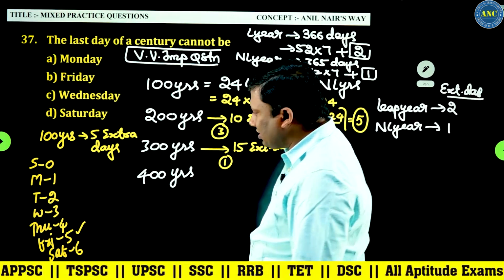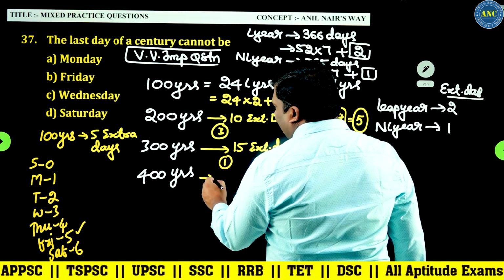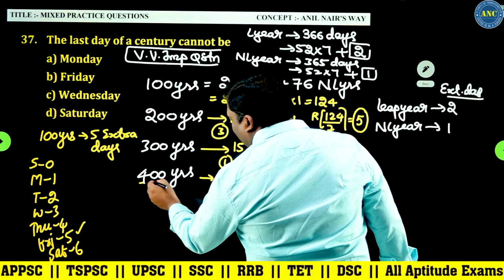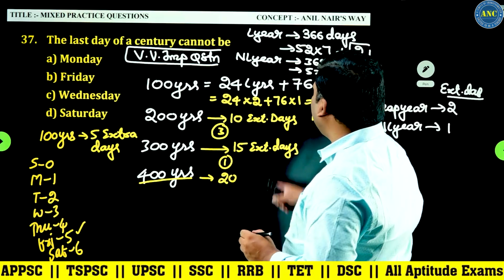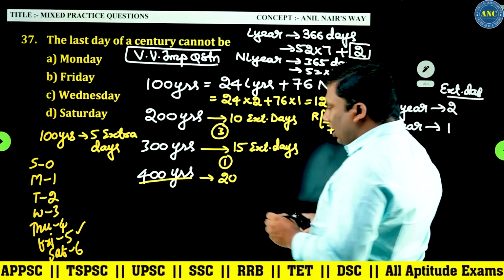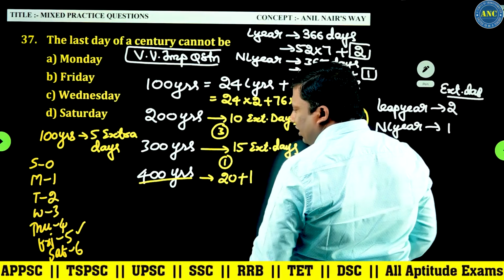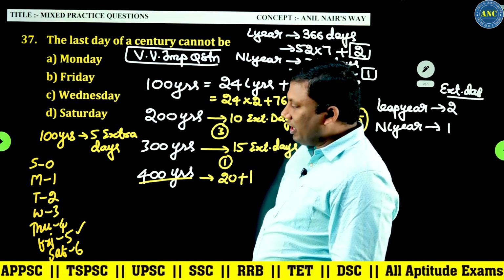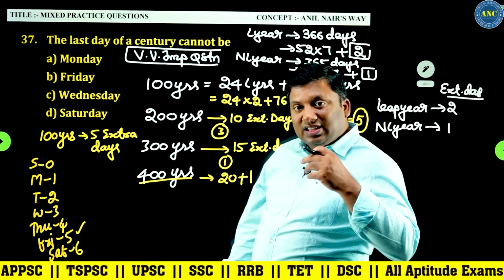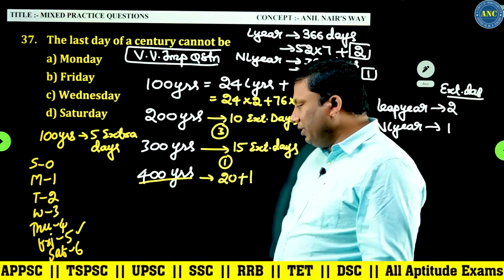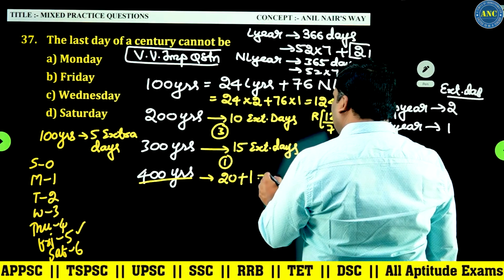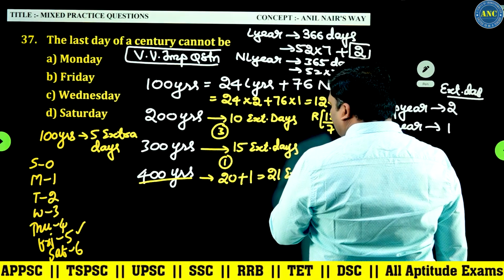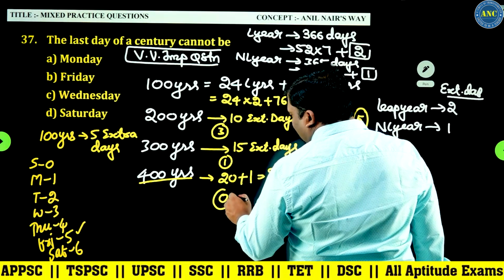100 years has 5 extra days. For 400 years, 5 fours are 20. But 400 is a leap year, while 100 is a non-leap year. For a leap year there will be an extra 1 day, which is February 29. So 20 plus 1 is 21 extra days. 21 divided by 7 is 3, remainder 0. 7 threes are 21, remainder 0.